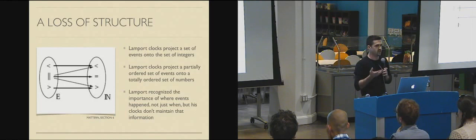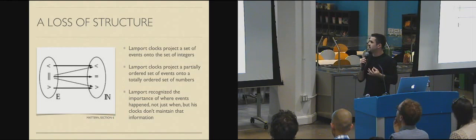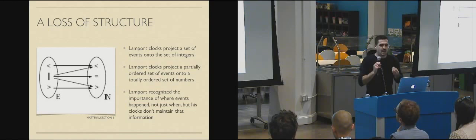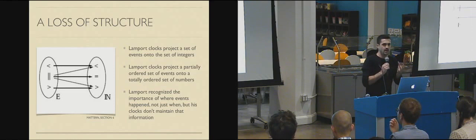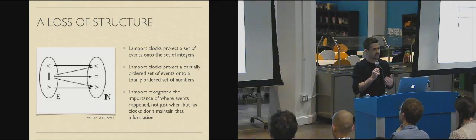And so one of my colleagues, again, Paul, when he was discussing this subject with me, pointed out a thing that I thought was really important about this, which is that Lamport recognized that where events happen, if you think back to this idea of space, time, and Minkowski, was important, not just when. But it was not until Mattern that information was actually carried along in the clock. So Lamport clocks don't say anything about where the event happened, they're just a number. But as we'll see as we move forward, Mattern's clocks actually carry along that information, which helps us regain our structure.